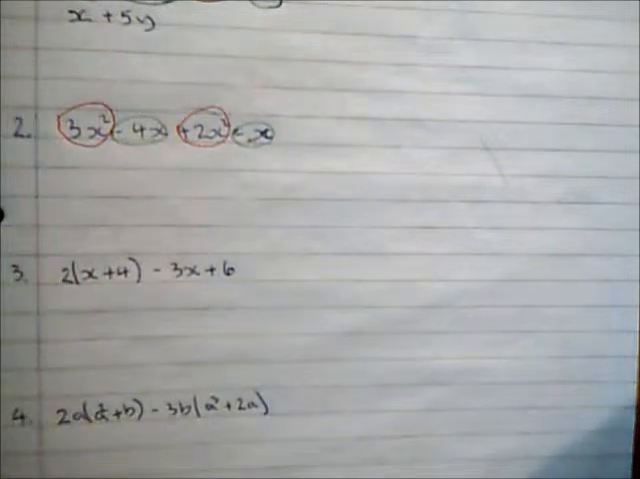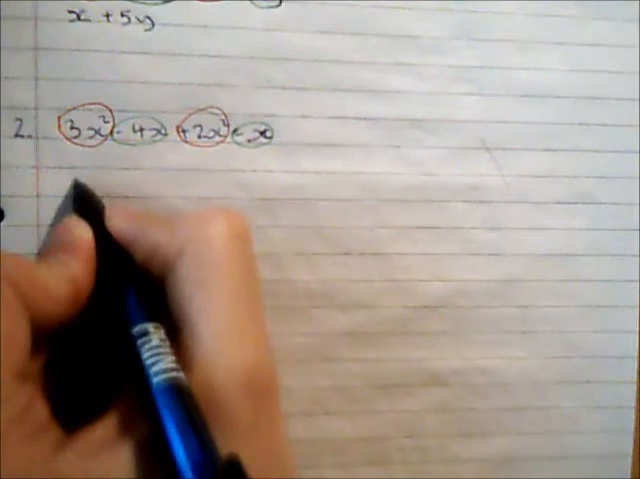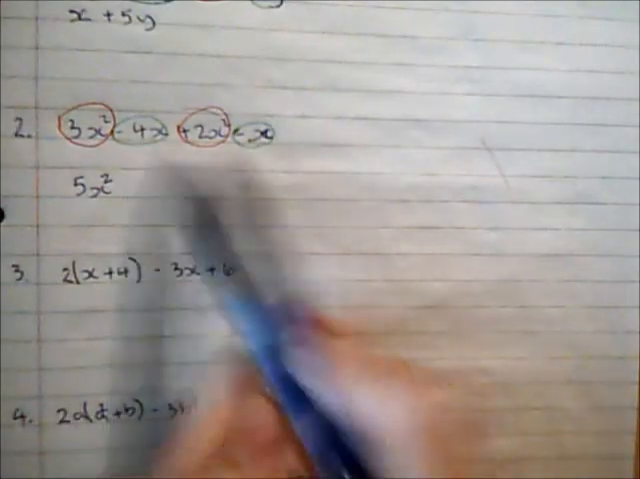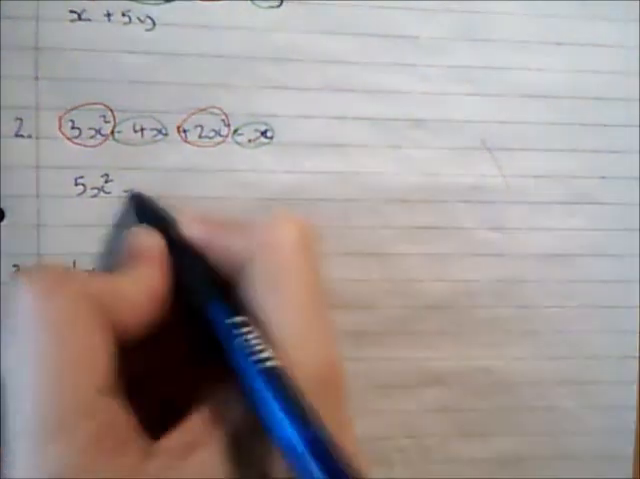So let's look at what we have in the red circles. So 3x squared plus 2x squared gives me 5x squared, and negative 4x subtract x will give me negative 5x.